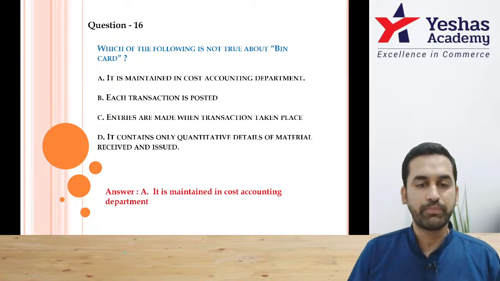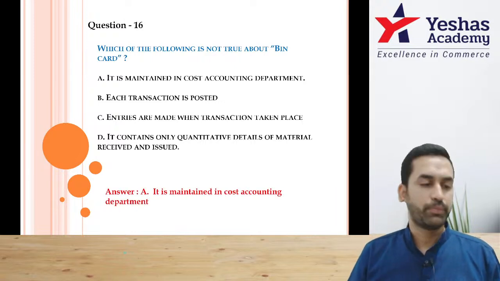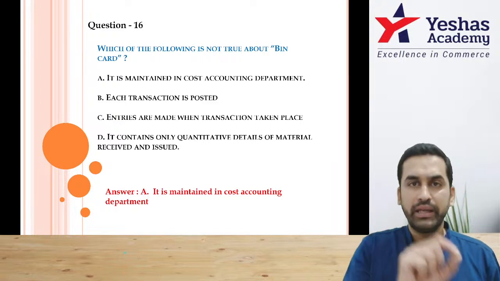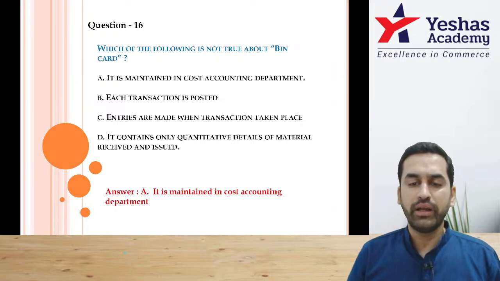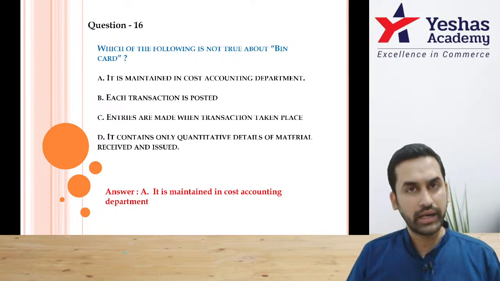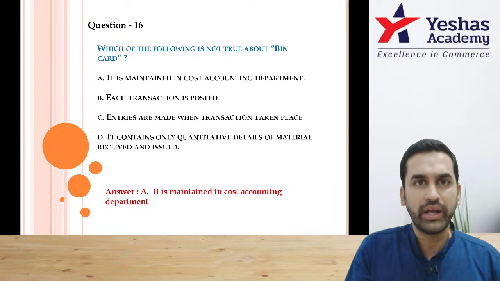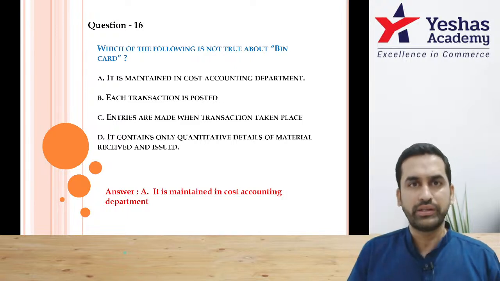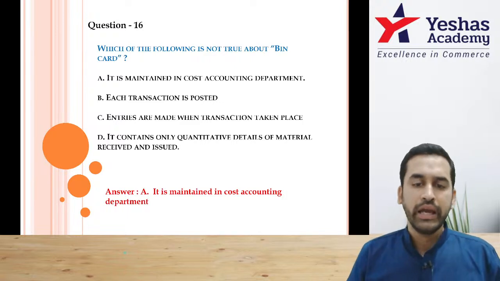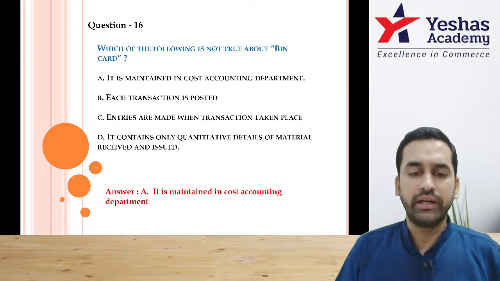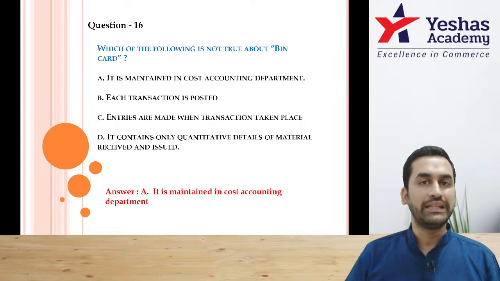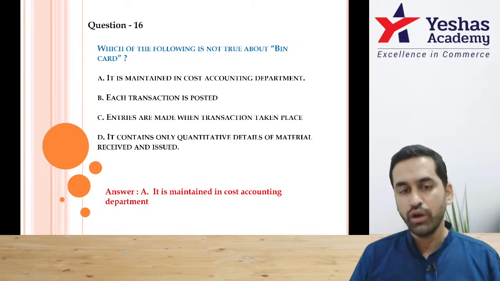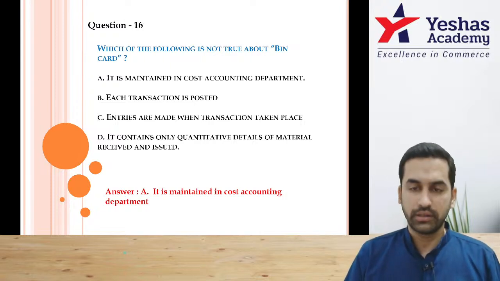However, let me read option B. Each transaction is posted. That is true. Every buying, every selling, you plus minus. Entries are made when transaction takes place. Correct. You buy it today, add it today itself. You take it today, minus it now itself on regular basis. It contains only quantitative details. Perfect. Bin card will not have rupee value. It will only have the kgs, liters, meters. Option A is the answer.